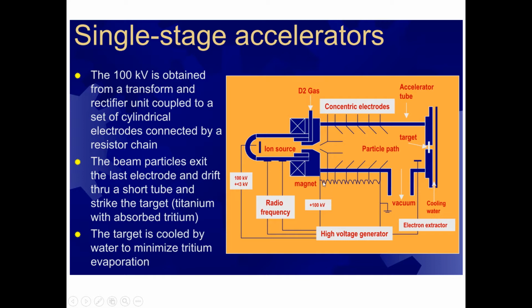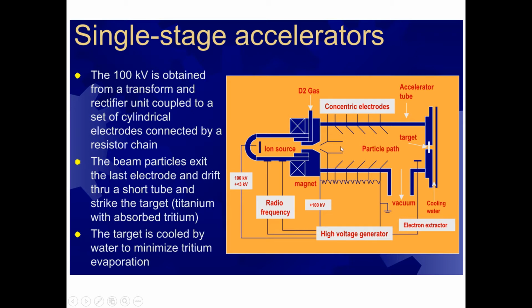Here you can see the rectifier unit, and they are coupled to a set of cylindrical electrodes connected by a resistor chain. So what actually we do: the beam particles exit the last electrode. Here you see we have the concentric electrodes. These are the concentric electrodes.